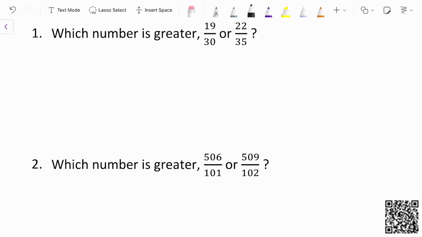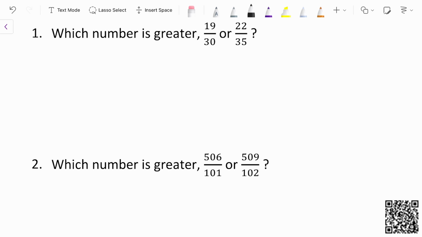If you divide a number which is bigger than number 2, then the number that results, the quotient, is going to be greater than 1. So if we try dividing this number, since it's first, by this number, if 19 over 30 is bigger than 20 over 35, then our quotient will be greater than 1.